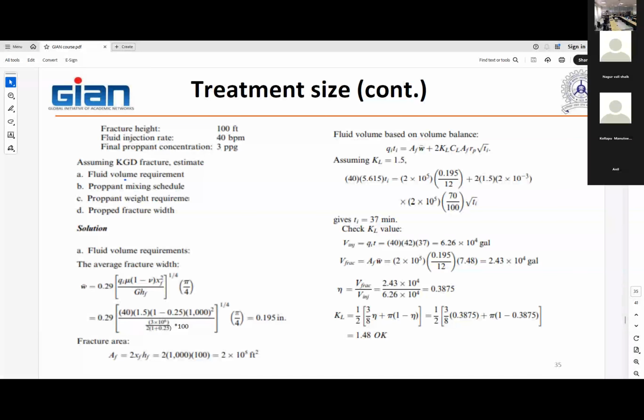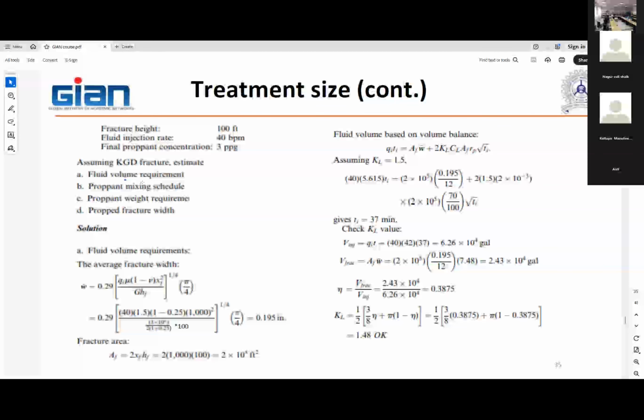Then the fluid injection rate is 40 barrels per minute. This is determined by the pump strength that you have. And the final propellant concentration in the fluid that you would like to plan for is 3 ppg, pounds per gallon. So given all that, and assuming a KGD fracture, estimate the total fluid volume requirement. Then the propellant mixing schedule.